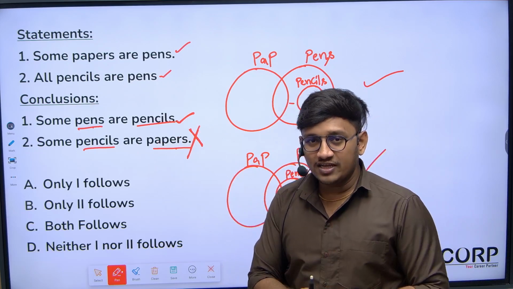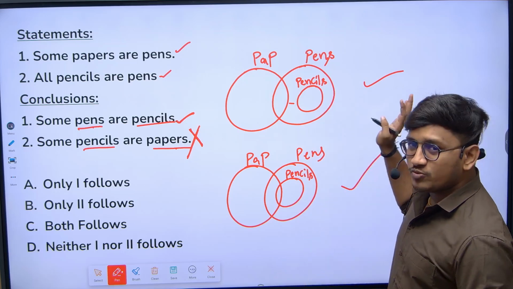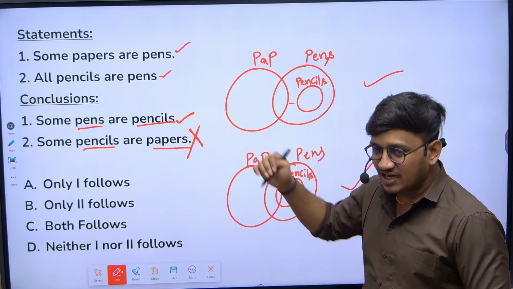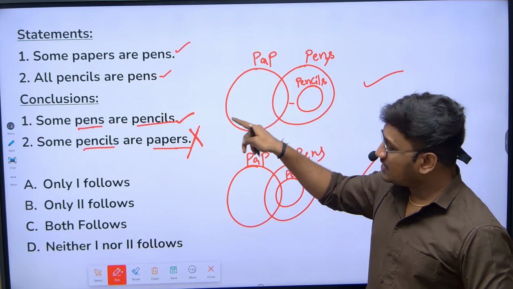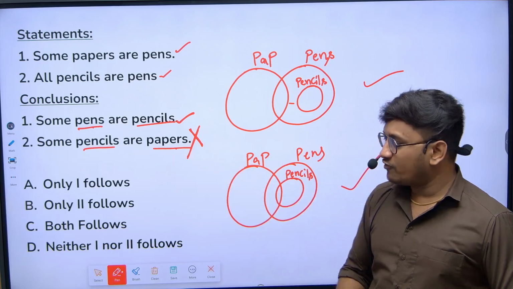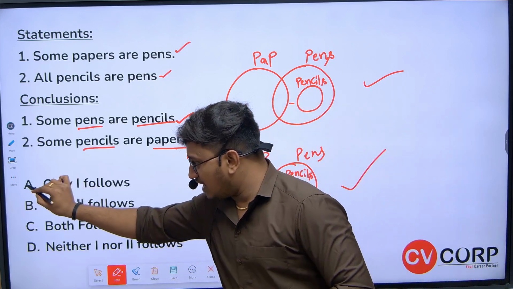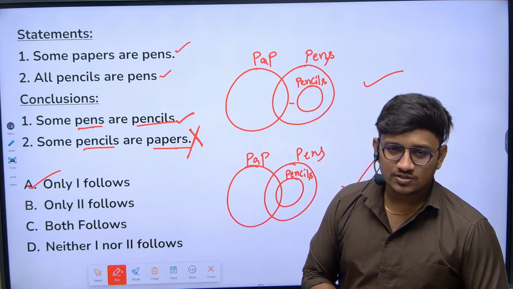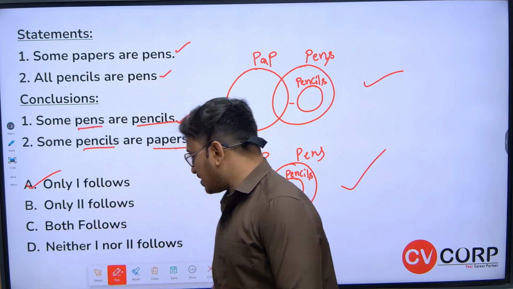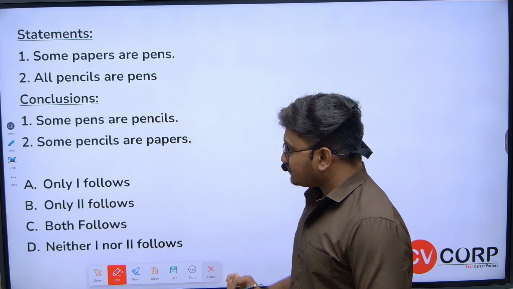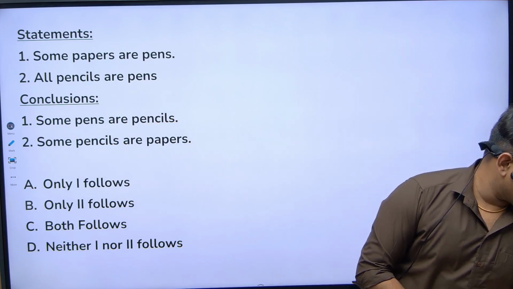Again, to be more clear: if there are n number of possibilities showing that this conclusion is correct, but we have this particular possibility showing that this conclusion is wrong, then it is clearly shown that only one follows. Okay, I hope you all are clear. Yes, almost the majority of the people posted. Now let's go with the next one.